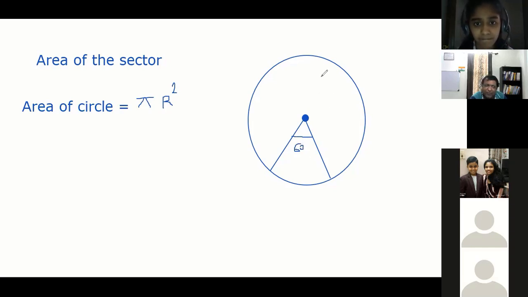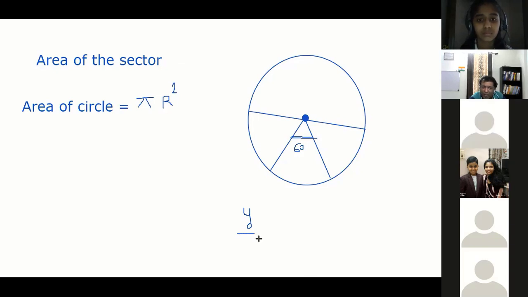If full area, suppose if I say full area is say y, then this area would be 60 by 360 part only, right? Or suppose say half. If I put the half here, full circle area is y. So what is area of half circle? Y by 2. If I say not half, 1/4, then it will be 1 by 4 y, right? Getting it?